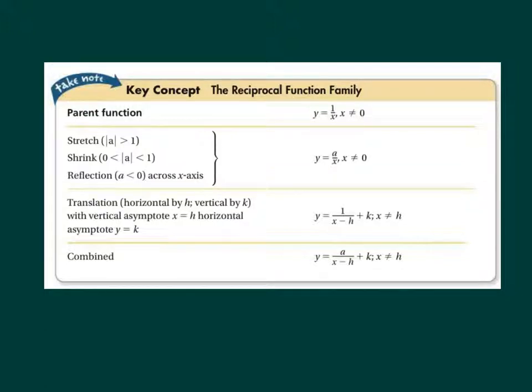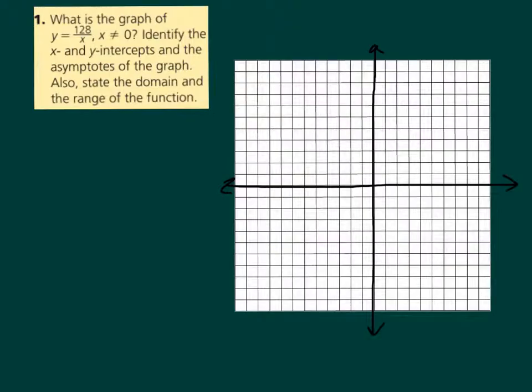So we have a stretch and a shrink. If a is negative, it is a reflection across the x-axis. The h determines how it's moving right and left. The k is determining how it moves up and down. All of these rules should be familiar.